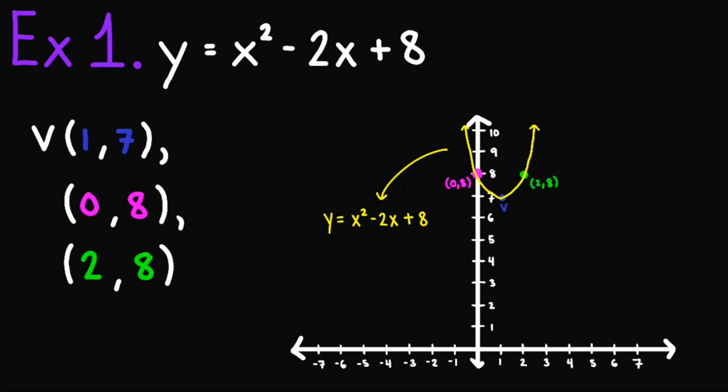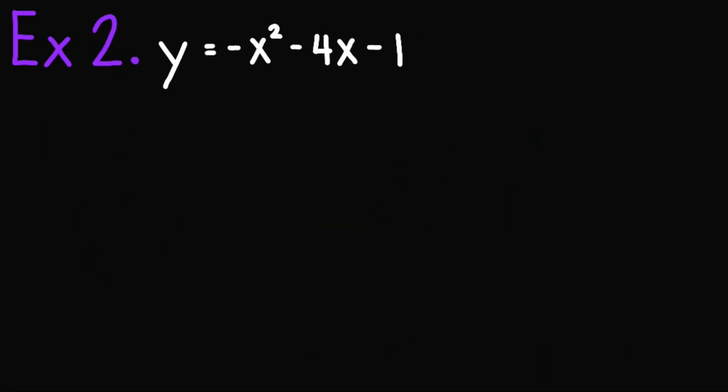So let's now move on to the next example. We have y equals negative x squared minus 4x minus 1. In here, you may pause the video so that you may try this one first on your own, since by this time you already have an idea on how to graph parabolas. Okay, good, so let's start.